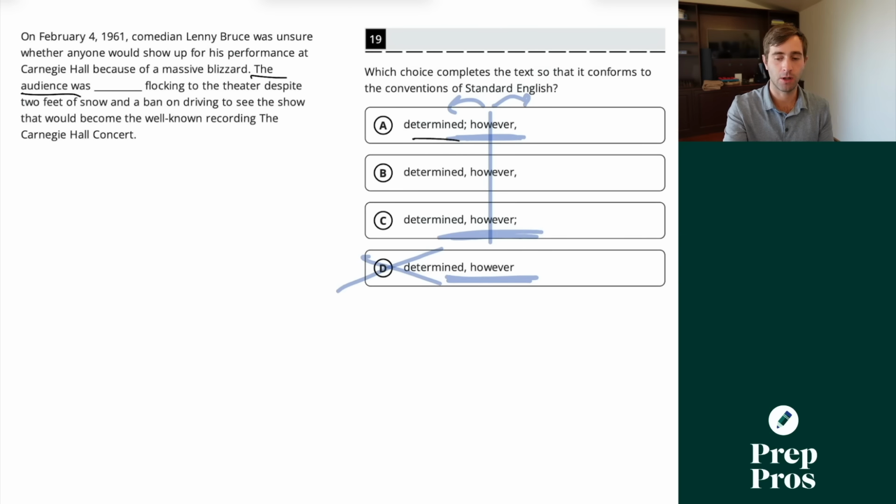It's an independent clause. Flocking to the theater despite 2 feet of snow and a ban on driving to see the show that would become the well-known recording, the Carnegie Hall concert. This is all a phrase. If you ever have the structure of independent clause to phrase, you have to pick the 2 commas.